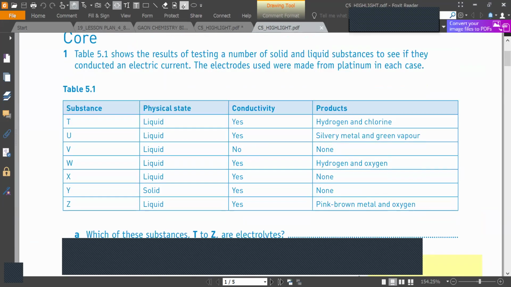Okay. So first, we can take a look. Here we have the result of testing a number of solid and liquid substances to see if they conduct electric current. The electrodes used were made from platinum in each case. So each one the electrode is platinum, so it is an inert electrode.